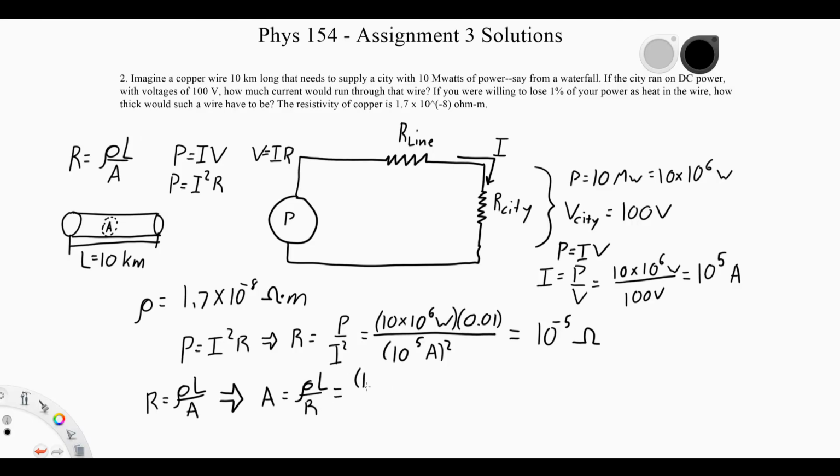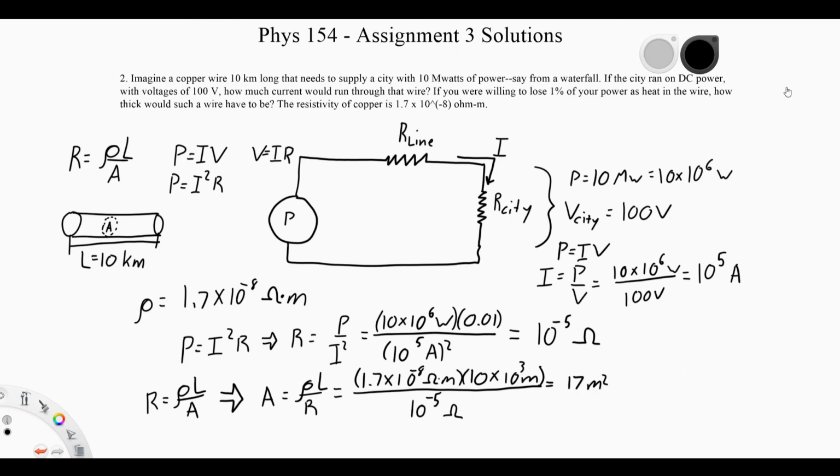So here we could just plug everything in. 1.7 times 10 to the negative 8 ohm meters times L, 10 kilometers, which we're going to plug in as 10 to the 4 meters, and divide by the 10 to the negative 5 ohms that we just calculated. In doing this, we should find that the area comes out to be 17 meters squared, which is close to a final answer, right?